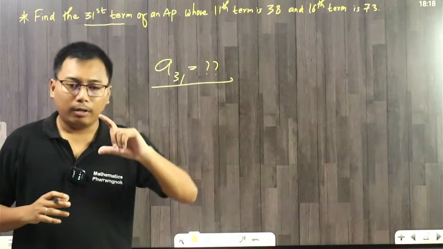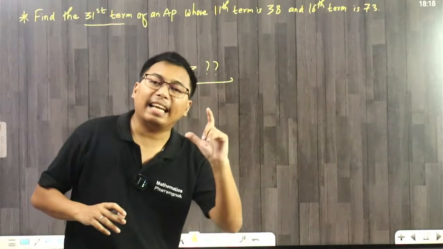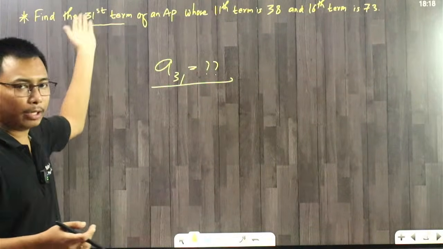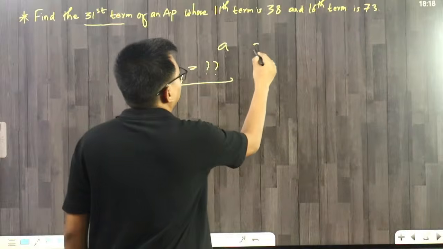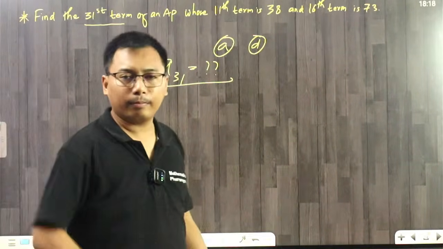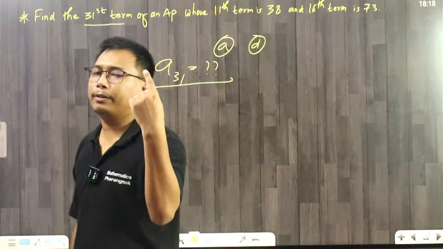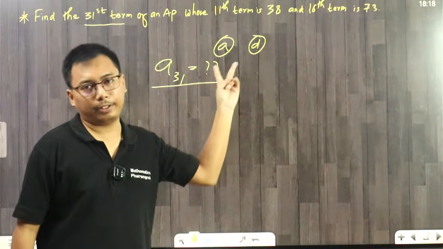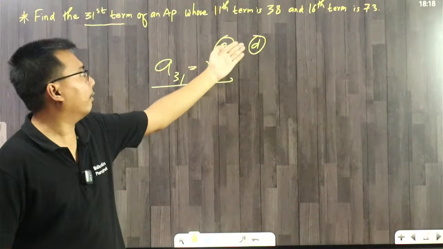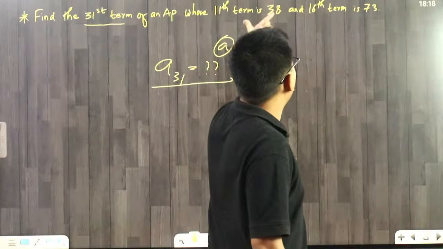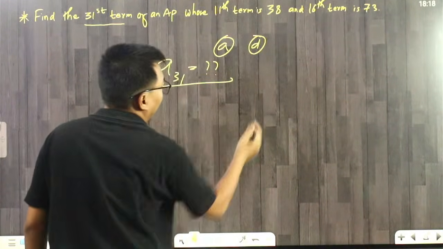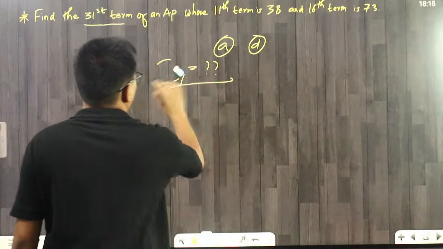Now, remember, whenever we need to find terms, nth term or A31 or any term, we always need these 2 values. If we have these 2 values, we can find out anything. The first one is the first term and the second one is the common difference. How will we find the first term and common difference? Using these 2 given conditions: the 11th term is 38 and the 16th term is 73. Okay, let's begin.